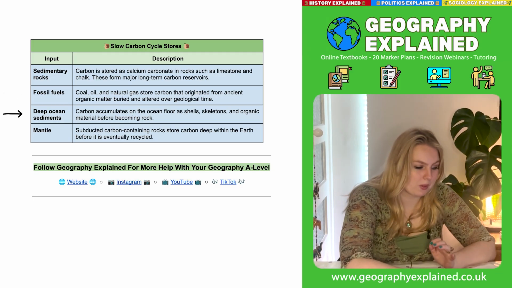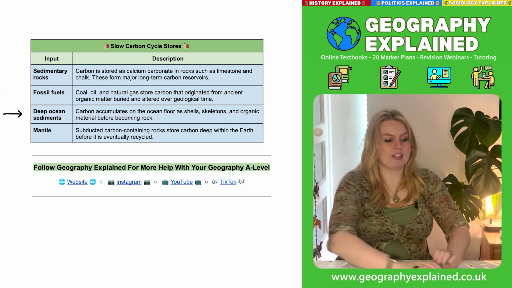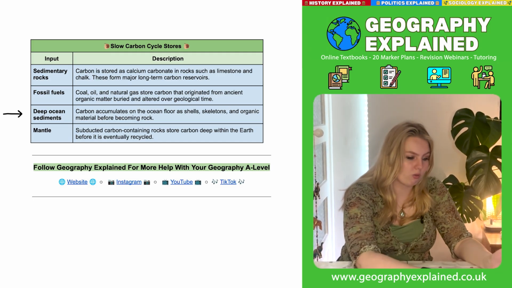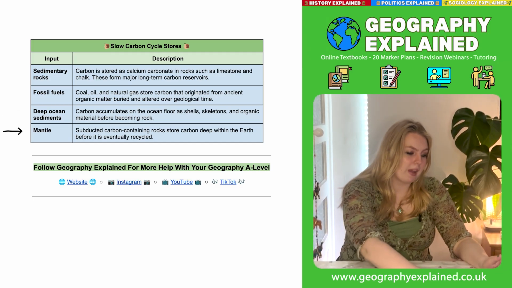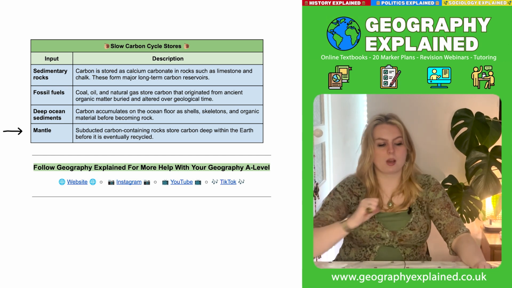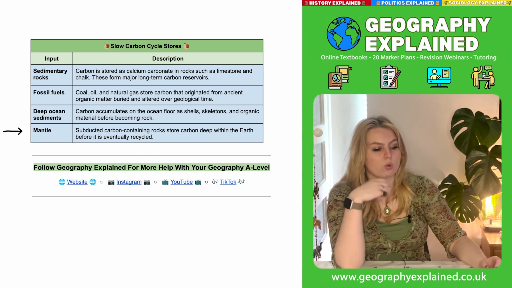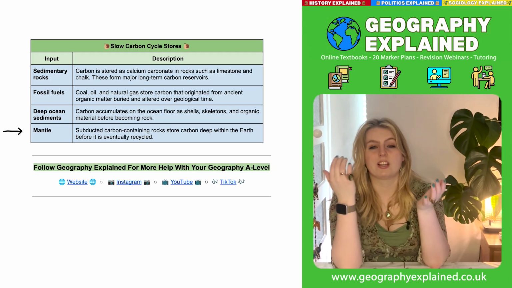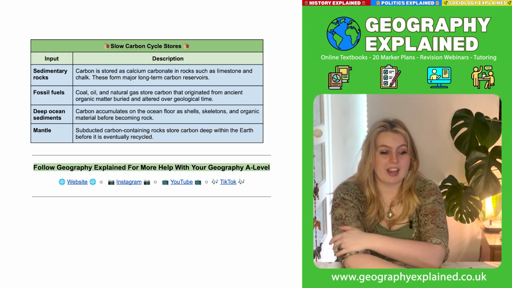Deep ocean sediments as well then, so carbon accumulated on the ocean floor as shells, skeletons, and organic material before becoming rock, so very similar. And then the mantle as well, so you've got that subducted carbon containing rock, which might store carbon deep within the earth before it is eventually recycled. So that is the end of the stores topic.